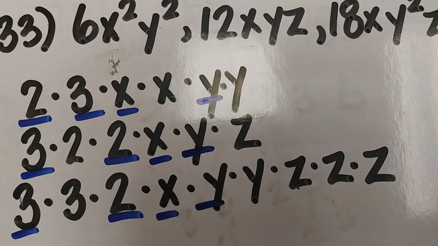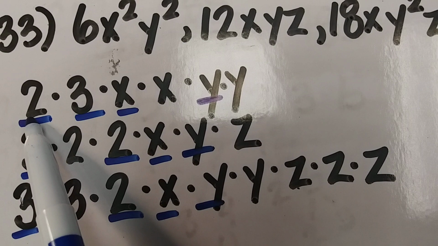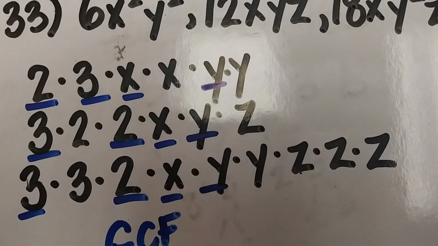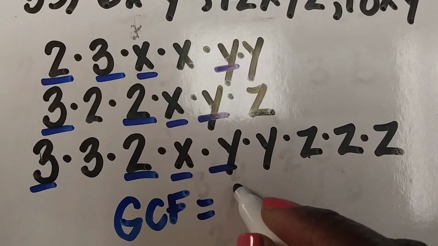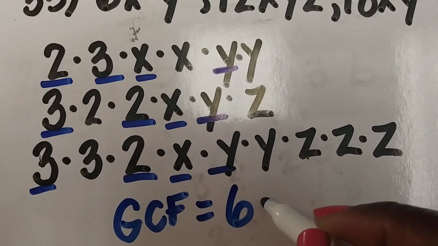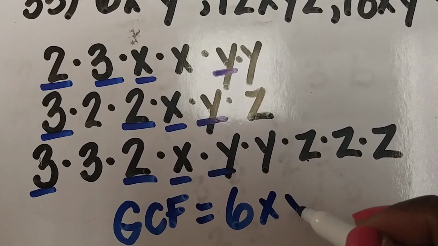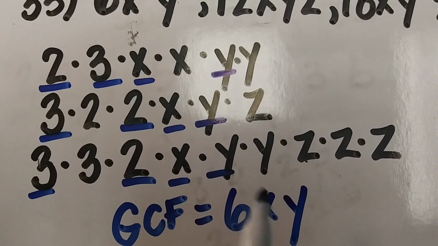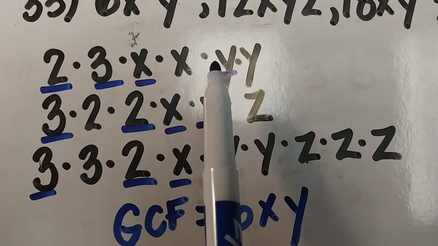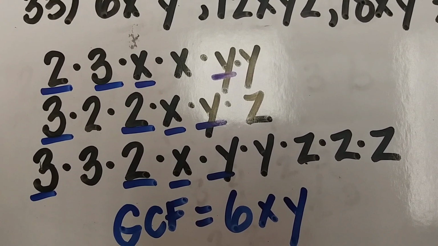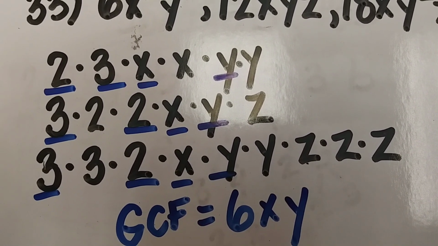We're going to multiply what they had in common. 2 times 3 is 6, times x times y. So they had a 2 times 3 in common, which is 6. They have an x in common and a y in common. And that is my GCF for number 33.